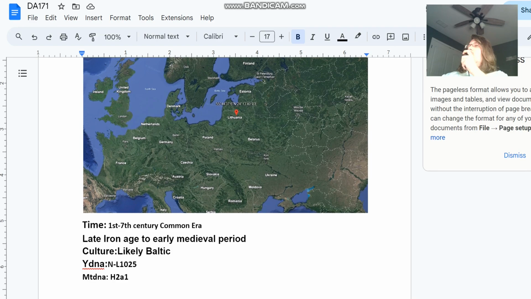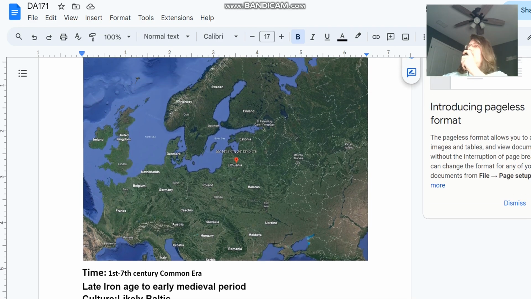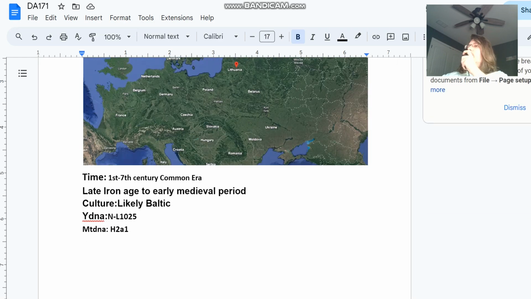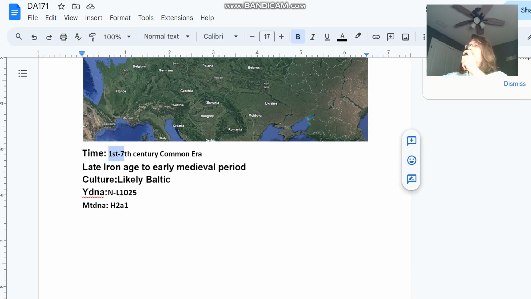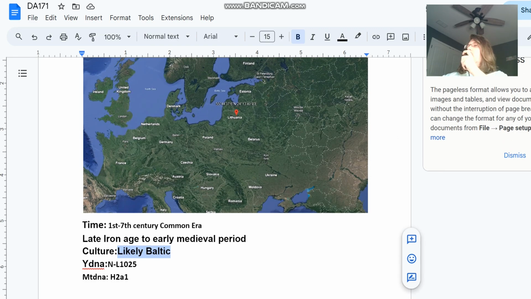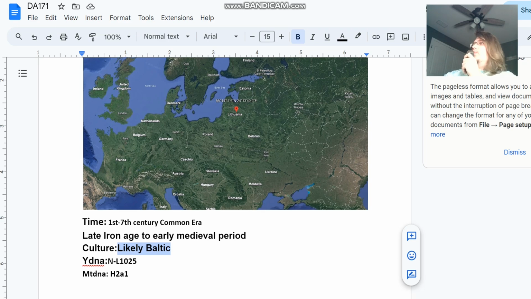So, this individual basically lived somewhere in, it looks like, northeastern Lithuania, near the border with Latvia, and it dates to 1st to 7th century Common Era, which basically means late Iron Age. In the context of northeastern Europe, it's late Iron Age, and it's likely Baltic culture. Well, we don't really know that for sure, but from the DNA we can make the assumption that this is a Baltic individual, some kind of a Baltic speaker.